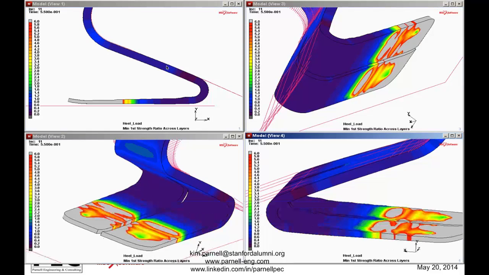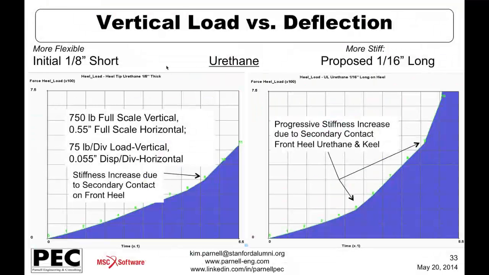And then stepping through there. So this is that longer urethane pad where you get a more progressive contact as you go through. And here's a plot to compare vertical load versus deflection. So essentially the slope here is an effective stiffness of that heel component in the way that we're loading it here at each time.